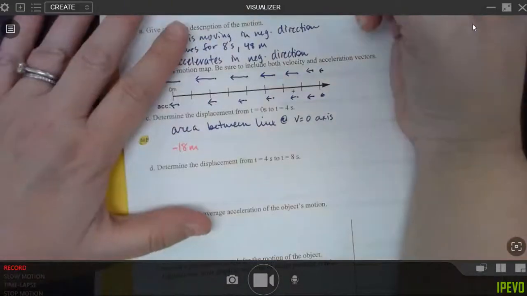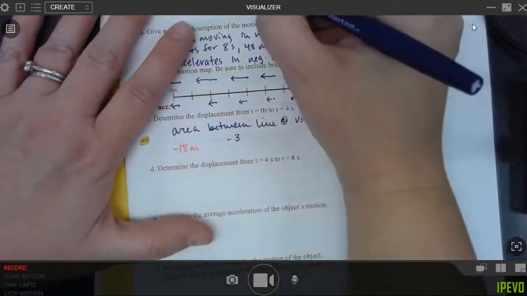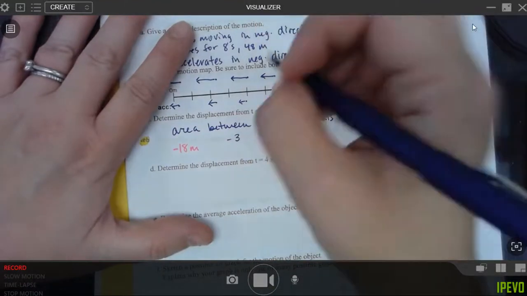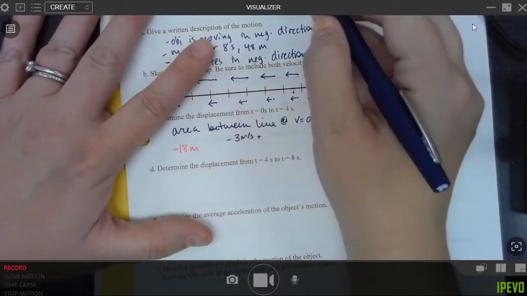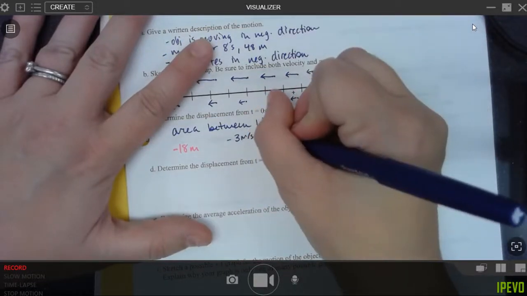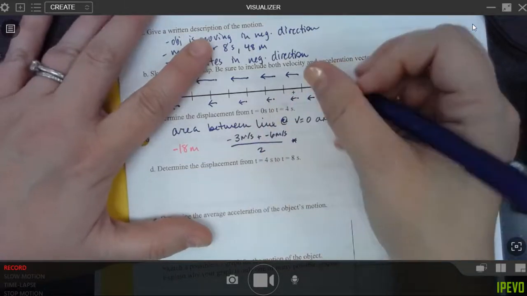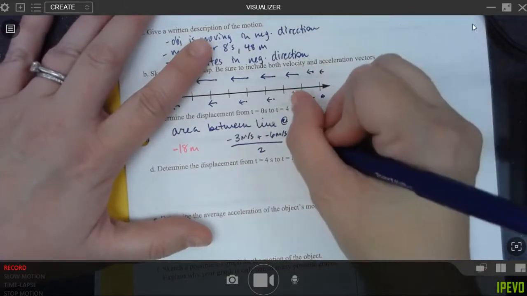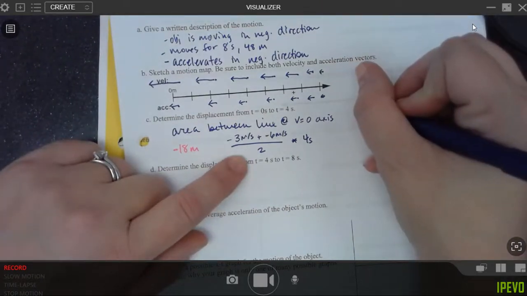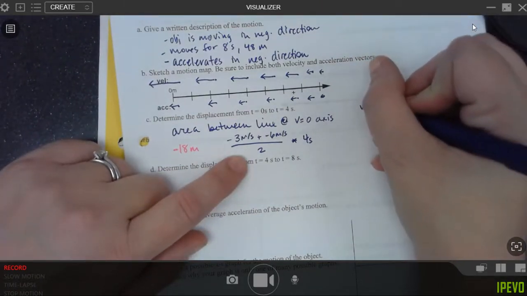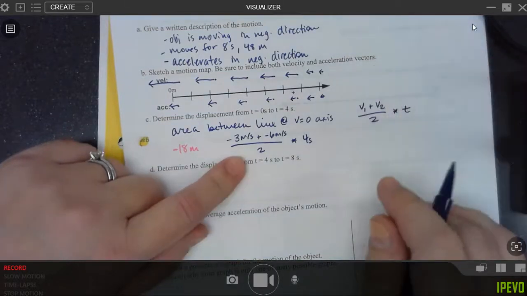The other way to do it would be to take -3, because that's the height of the short one here. So -3 meters per second plus -6 meters per second divided by 2 times the amount of time, 4 seconds. So this is something like velocity 1 plus velocity 2 divided by 2 times time is the other way to find this displacement.